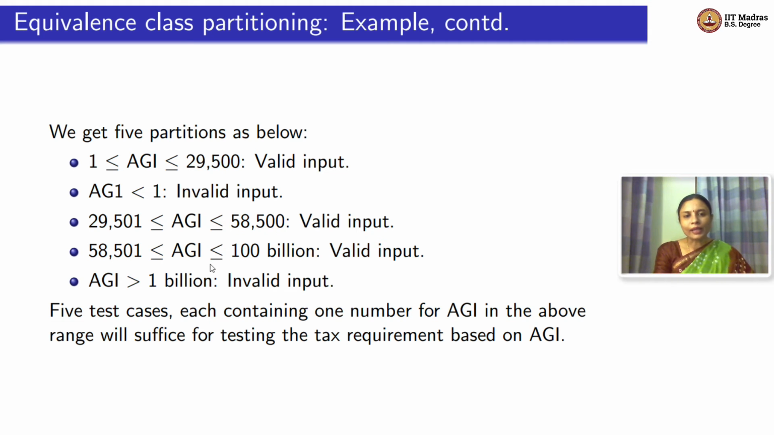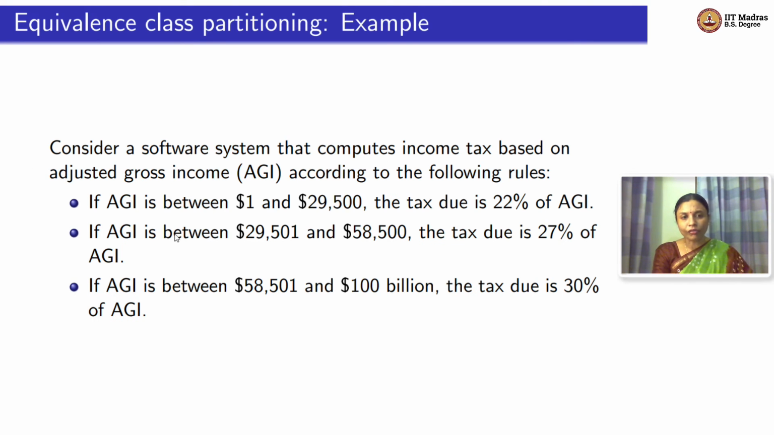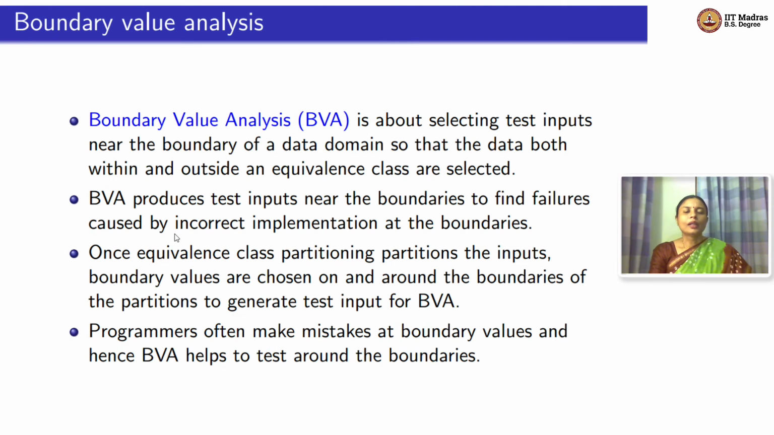So 2 of them are invalid inputs. The software should still be able to handle it. And 3 of them are one sample values from the valid outputs. So 5 test cases are enough to test this entire software for its complete set of behavior. Is this clear? So similar to equivalence class partitioning, we have something called boundary value analysis, BVA.